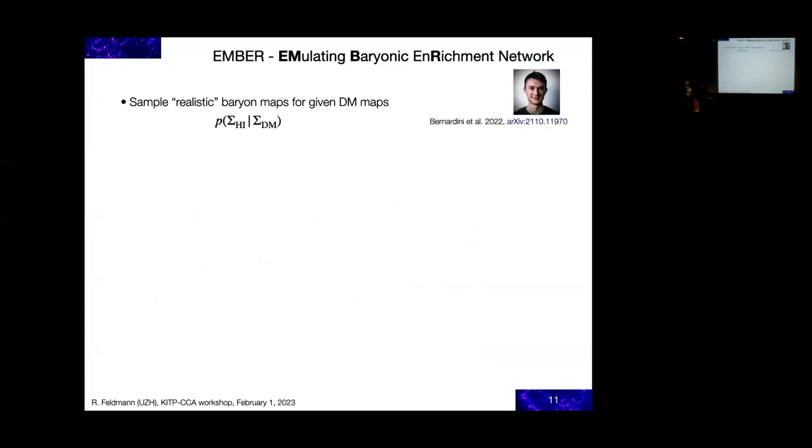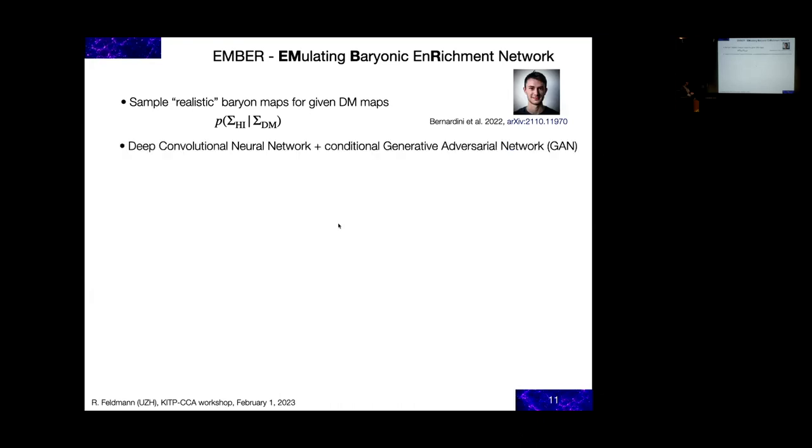Okay, so let me guide you through that a bit. The approach that we have been developing in Zurich, and this is work done mostly by my PhD student Mauro Bernardini, is called EMBER, which stands for the slightly tortured Emulating Baryonic Enrichment network. And the idea is that we want to sample baryonic maps, H1 maps in our case, from a given dark matter map. So we don't want to just predict the average H1 distribution, but we really want to generate the full distribution.